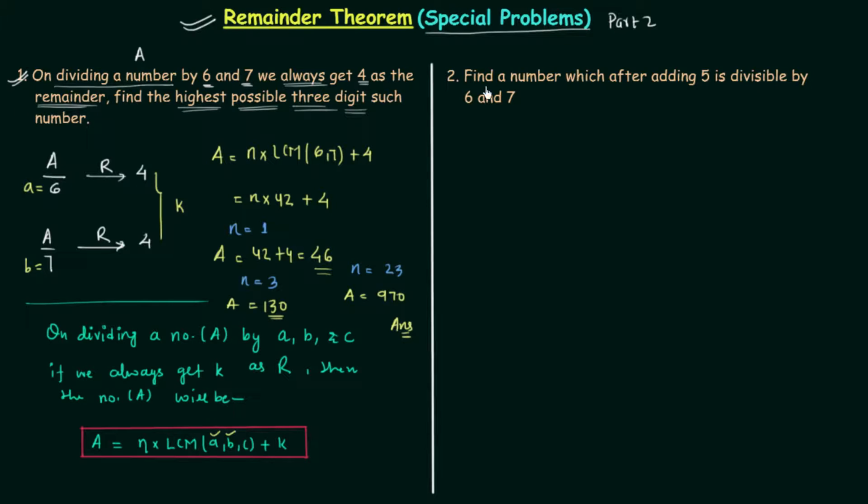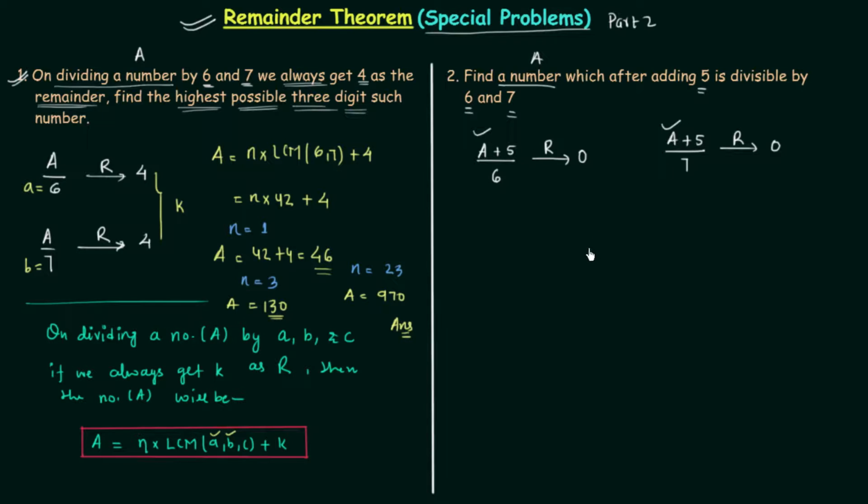In the second problem, it says find a number, let's say the number is a, which after adding 5 is divisible by 6 and 7. So what we are doing here is adding 5 to a. And after this, if you divide a plus 5 by 6, it is divisible. This means the remainder should be 0. In the same way, if you add 5 to a and divide it by 7, then also it is completely divisible, so the remainder is equal to 0. And we need to find this number a.